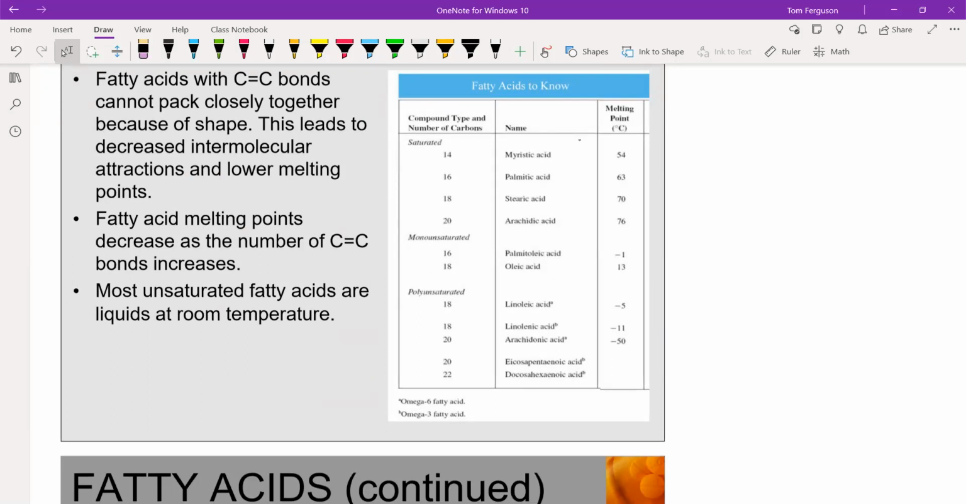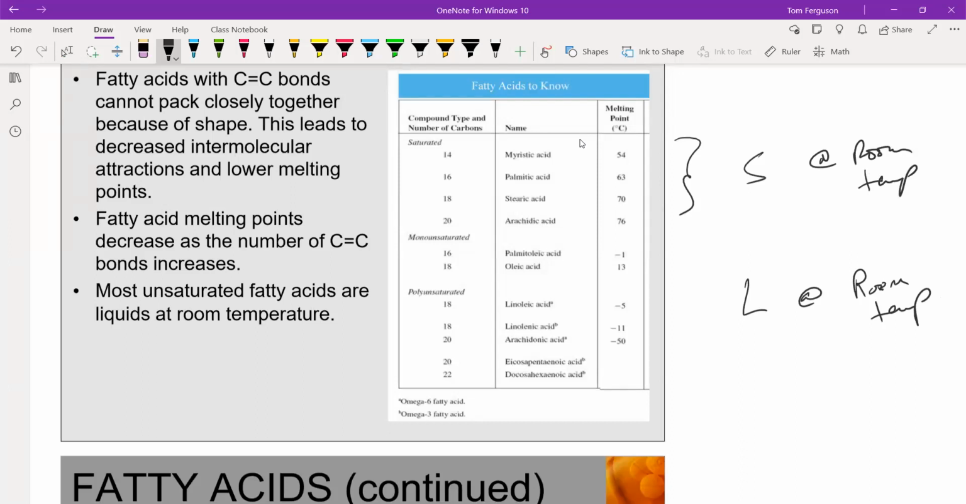As you might be able to guess, the longer the fatty acid, the higher the melting point and the higher the boiling point. As soon as you start adding double bonds, the difference is dramatic. For example, vegetable oil is liquid at room temperature. These guys are solid at room temperature.